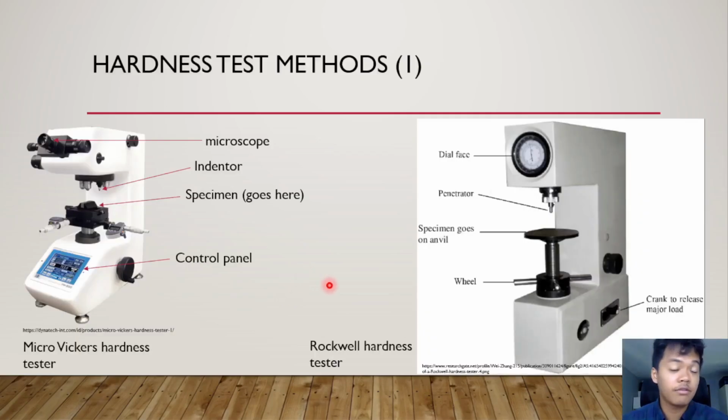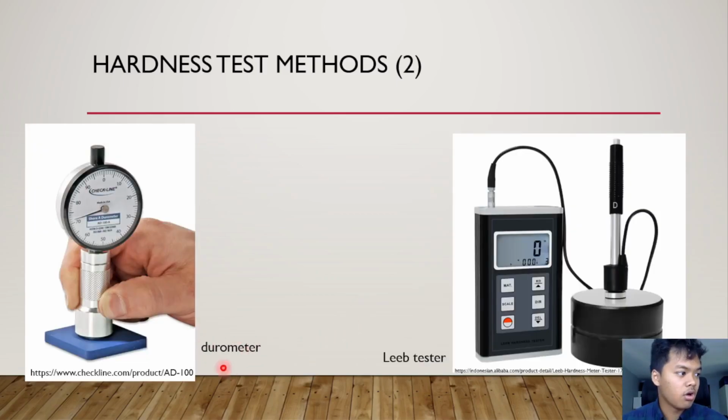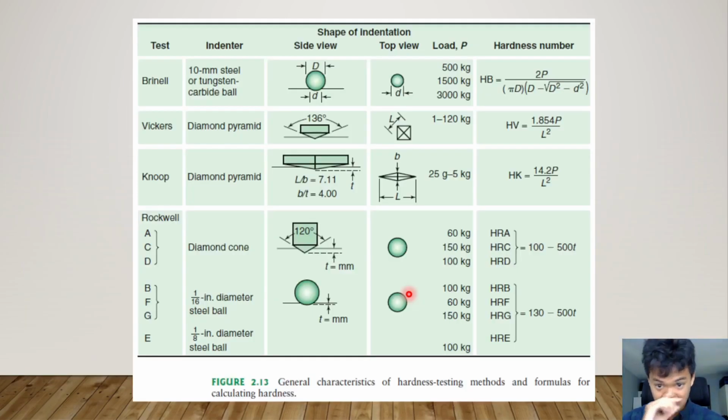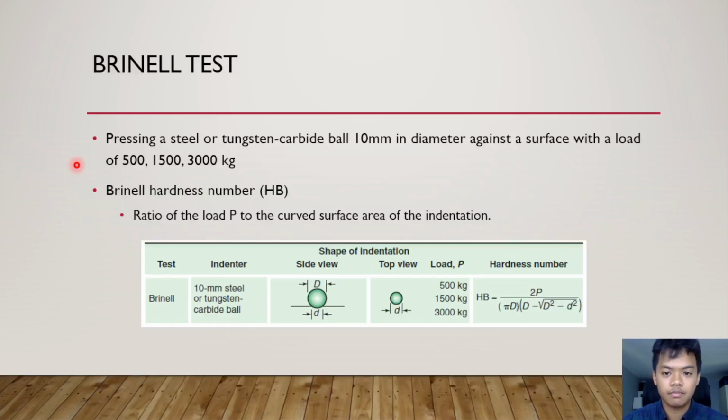Okay, the reference material gave us 4 examples of a hardness test device. First we got the micro Vickers hardness tester, and then we got the Rockwell hardness tester, and then we got the durometer, and then last but not least we got the leap tester. So here are the 4 examples given in the reference material, and I'll explain them one by one. First we got the Brinell test.